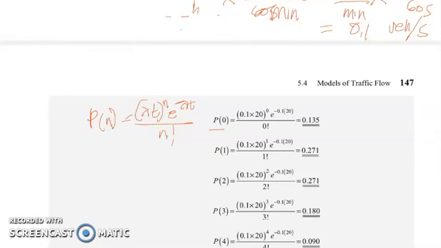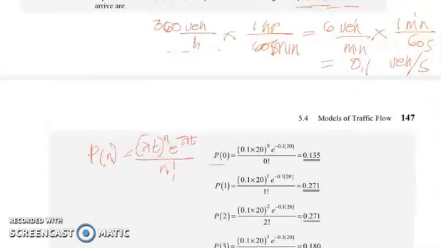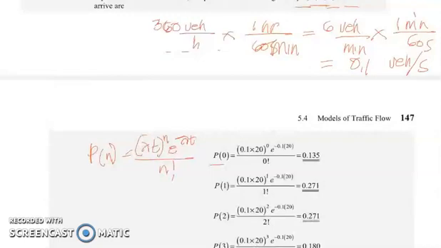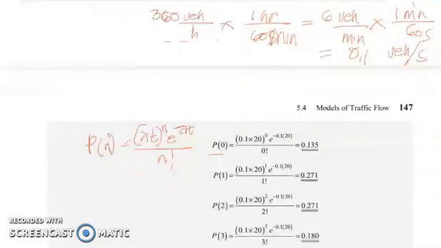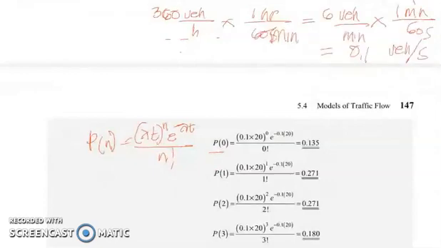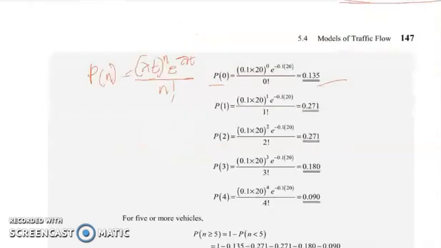So you simply have to substitute. Our lambda is the average arrival rate we computed, 0.1 vehicles per second, times t, where t is 20 seconds, raised to n. This is 0 since no vehicle arrives, times e raised to negative lambda times t, all over n factorial. So we got a result of 0.135. If there will be 1 vehicle, 2, 3, and 4, these are the results.